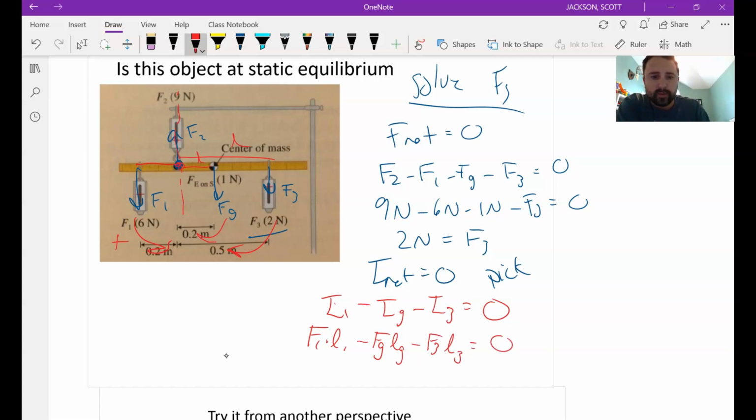And then let's plug in what we have. Force of 1, 6 newtons. And the distance I can see right here, that is 0.2 meters. Minus the force of gravity, it told us that is 1 newton, times its lever arm, that is also 0.2 meters. Minus force of 3, that's what we're looking for to try and prove. And then the lever arm of that one, that is this distance here, so that is 0.5 meters equals 0.